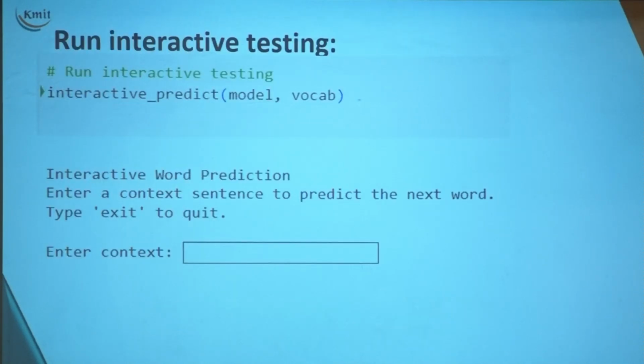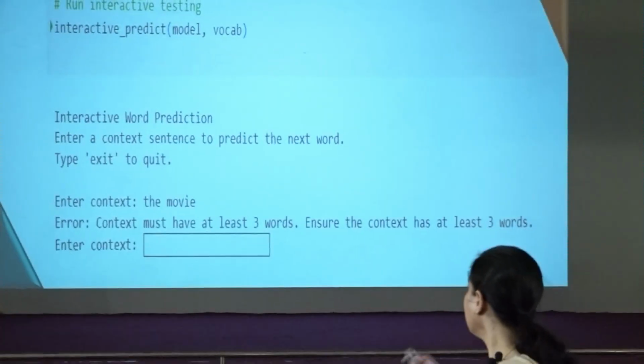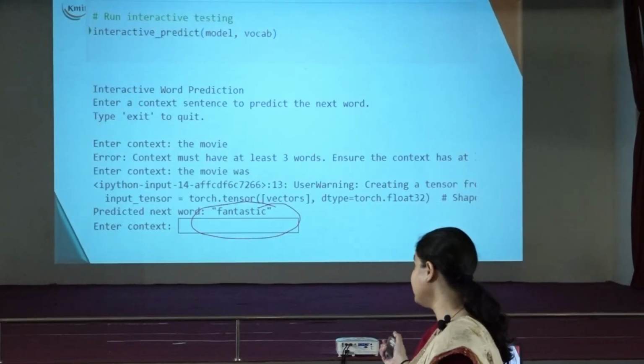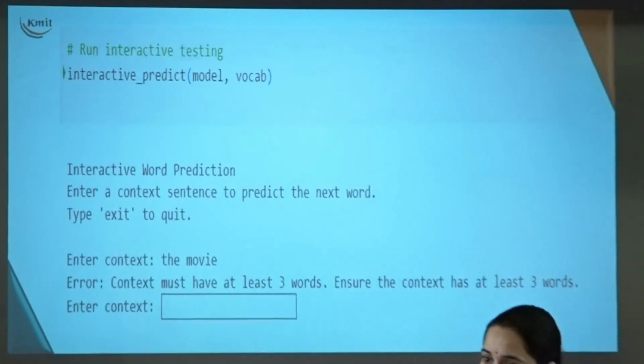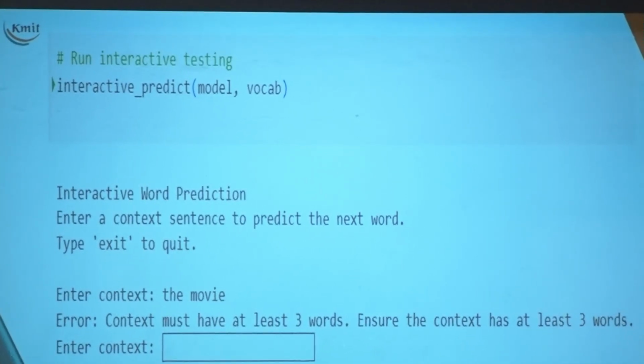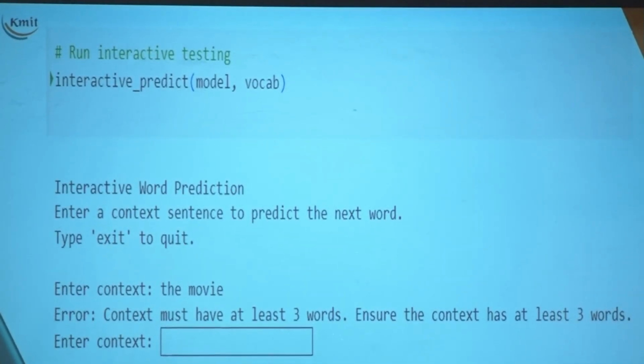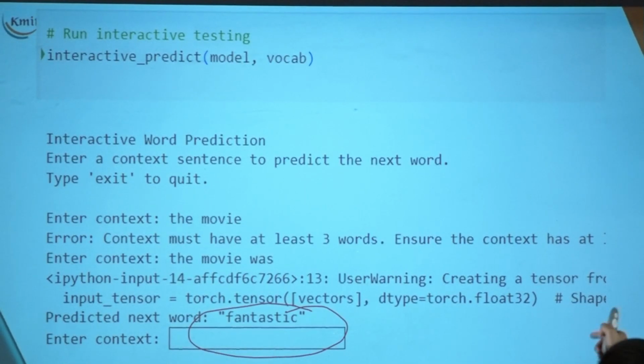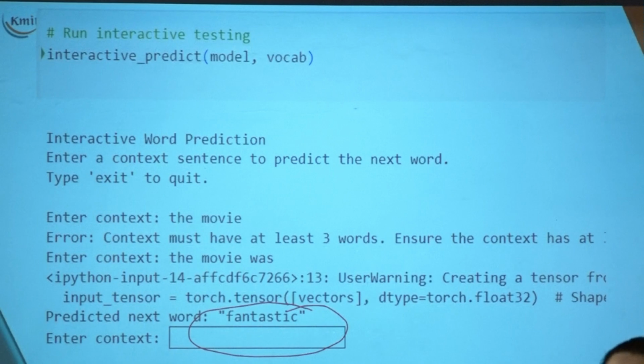Now I am running my model. It displays something like this: enter context. Do you remember our first sentence in our text? The movie was fantastic. So I first entered the context as 'the movie'. What did it answer? Context must have at least 3 words. Ensure the context has at least 3 words. So I entered again: 'the movie was'. Can you see what the prediction was?